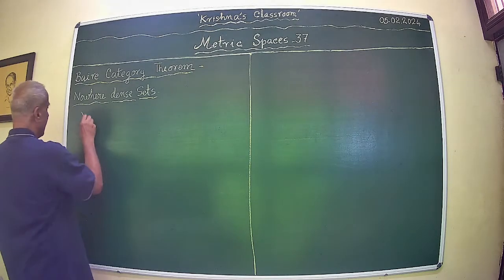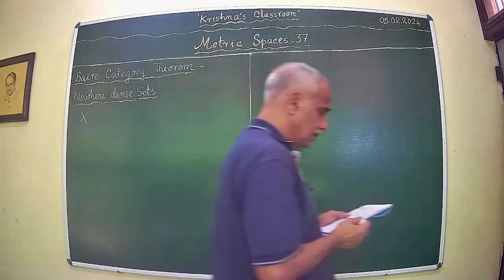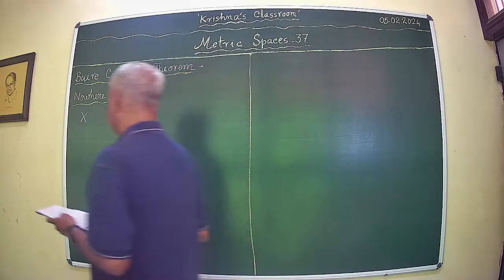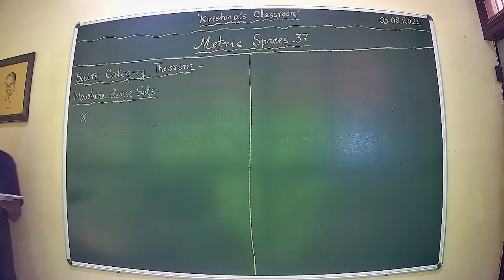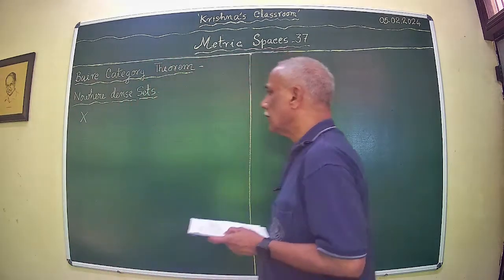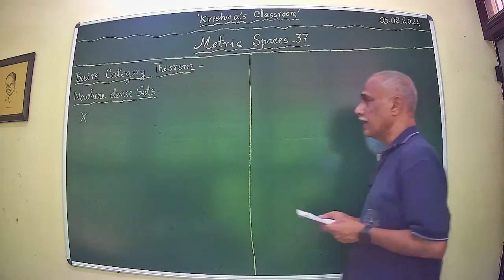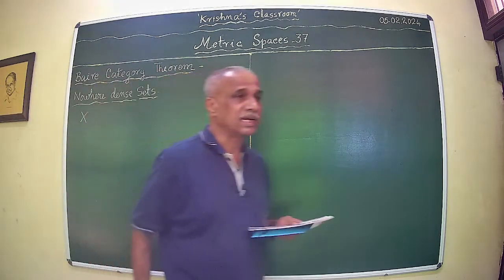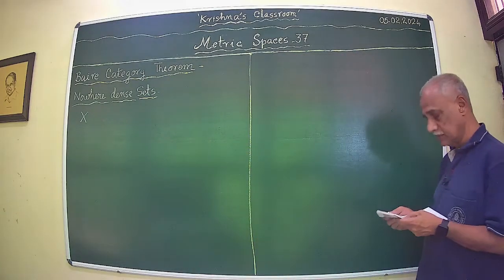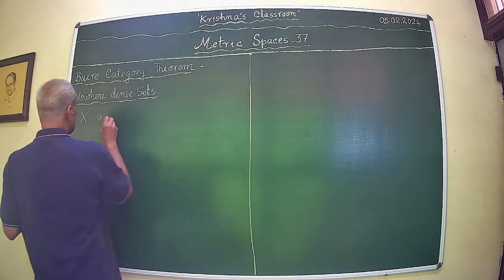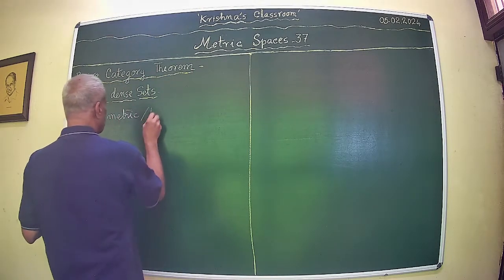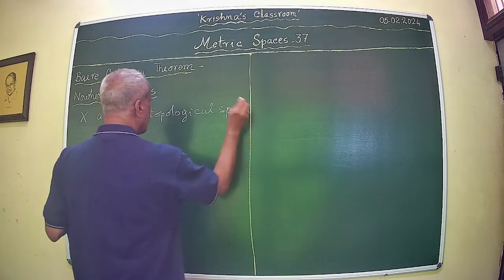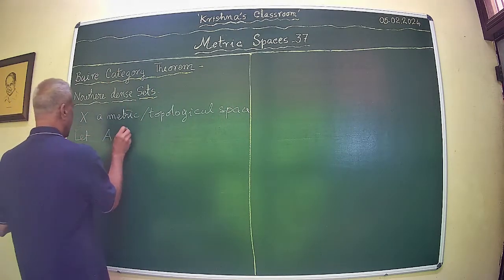So we start with a metric space X, which we assume, because for this purpose it is not necessary, but we can assume if you want this to be complete. But for the time being, that X is a metric space or a topological space, because this definition holds in both a metric space as well as a more general class of topological space. So X a metric or topological space, let A be a subset of X.